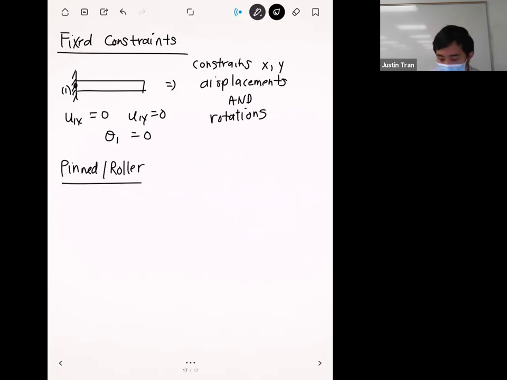Right, so keep an eye out for what supports are going to be fixed, because the supports that we have been using, which are the pins and the rollers, these ones do not constrain rotation at all.